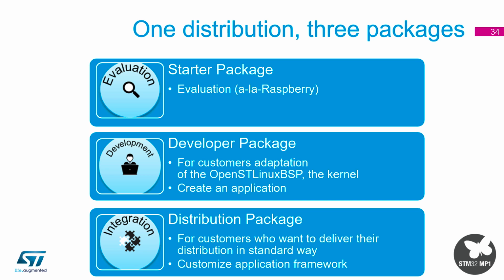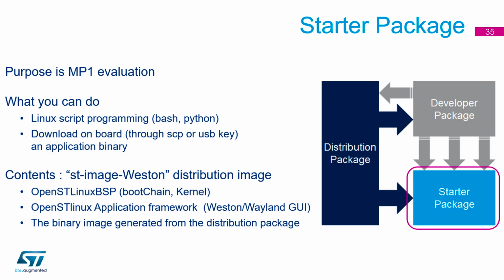And then when you've done all the developing, you'll want to release your own distribution package. So you'll then go through customizing what you're going to release as part of your distribution package. The starter package is designed for evaluation, so you can run scripts on there like Bash, Python. You can download binaries either through scp or USB keys, which we'll be doing during the day. And it's got an ST Weston image.